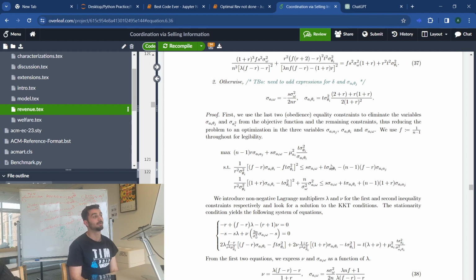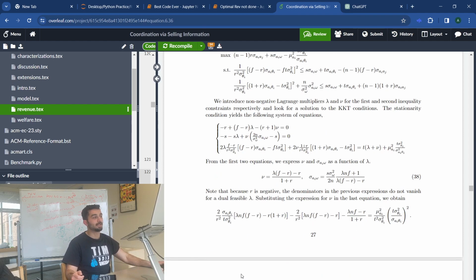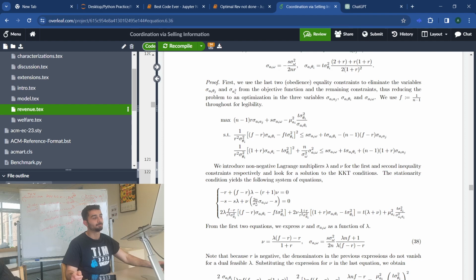Now, if the lambda is positive, it means the first one is also binding. The situation is deterministic, which is the thing that the code is telling us. However, let's assume lambda is 0. Let's solve that. Okay, let's skip this part. Let's say when lambda is 0.